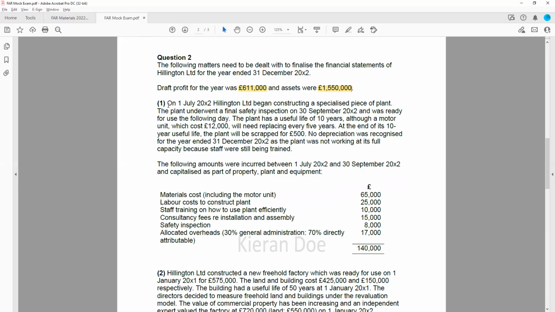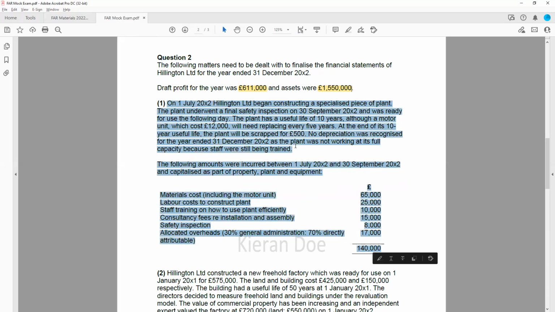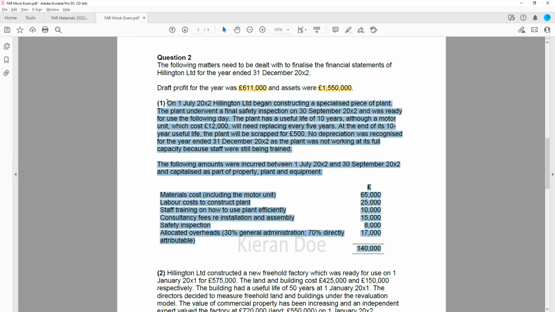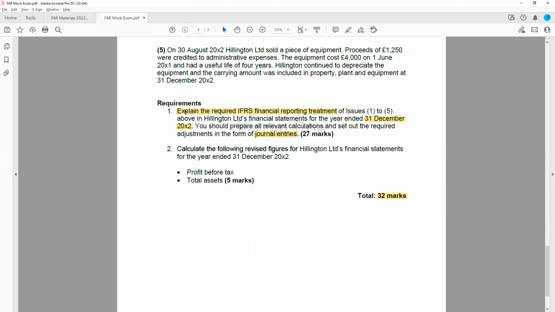So what we're going to need to do is read note 1 and explain the IFRS treatment for note 1. But the impact of note 1, so any adjustments we propose, are also going to result in an impact on the profit and also possibly on the assets. So when we go through note 1, whatever it's about, acquiring an asset, for example, we need to explain the IFRS treatment, and we'll go through the technique for that. We need to answer this part, but whatever adjustments we propose are also going to have an impact on what we have to do for part 2.